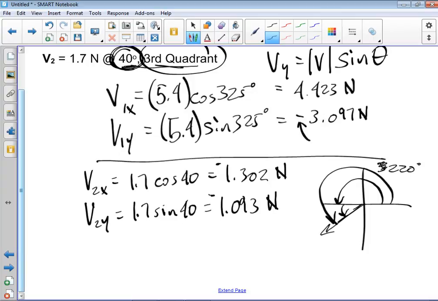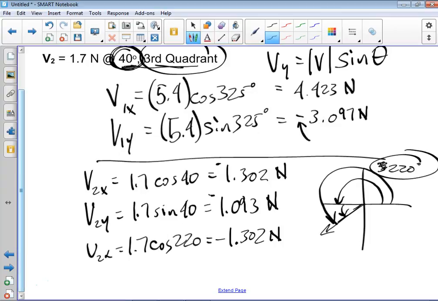So I could do the exact same thing. Watch this. Ready? V2x equals 1.7 times the cosine of 220. And you will get, go ahead, try it, 1.7 times cosine of 220, and you get, guess what? Negative 1.302. So it will take care of that. In that case, you don't have to worry about remembering what it is in the third quadrant. If you use this angle, you're good to go. So it's up to you, really, but you don't want to drop a negative sign.